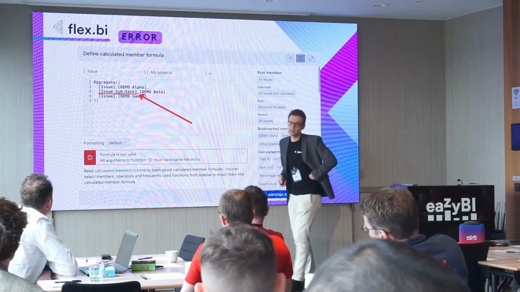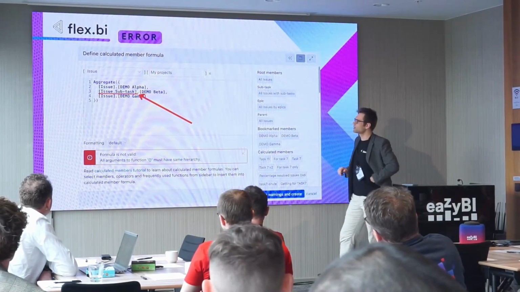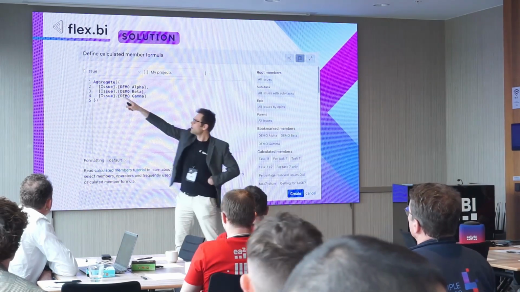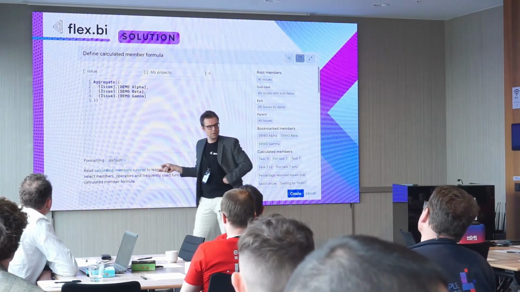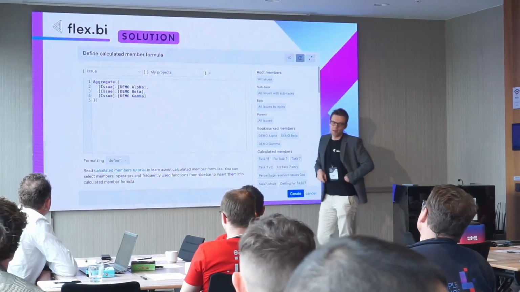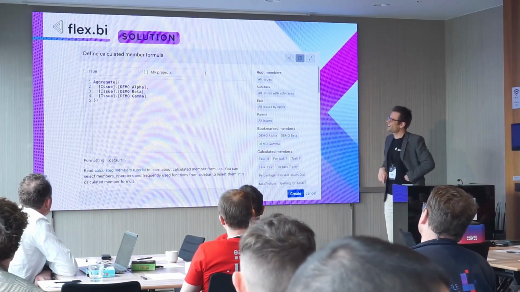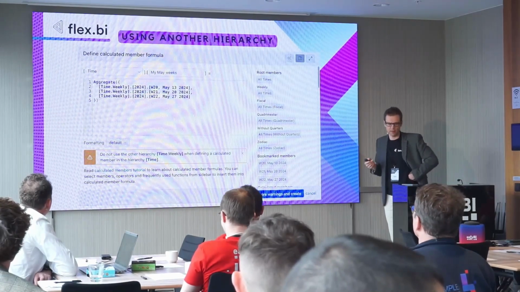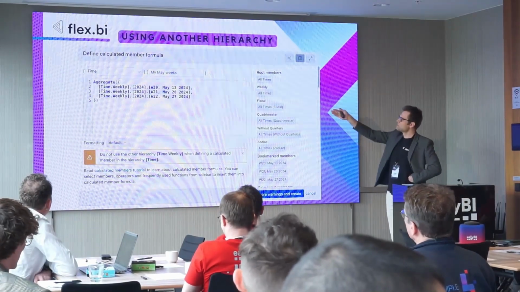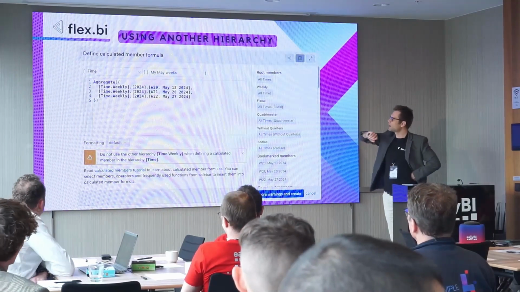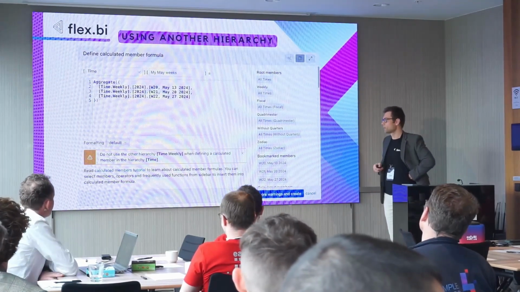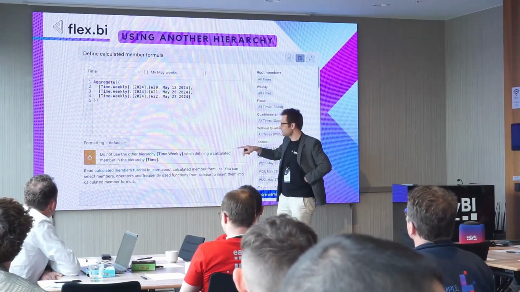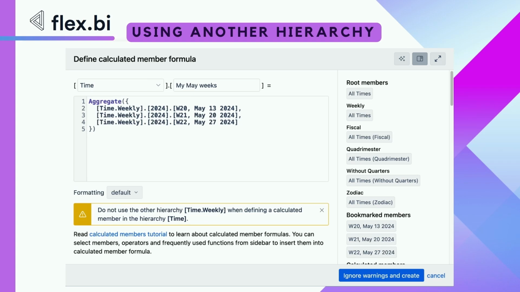So how do we fix that? We go back, bookmark the correct project, and replace it here. And now all of them are in the same hierarchy, and it works. Well, but you might be asking, sometimes you do want to have members in a different hierarchy, right? For example, maybe I want to aggregate all the weeks in May. And even though I have the curly brackets and everything, I still get the warning, right?